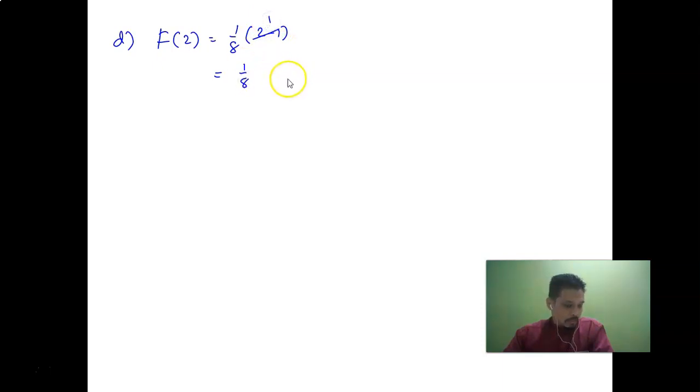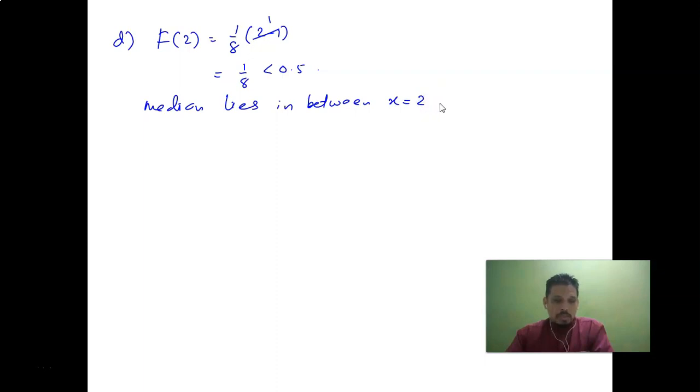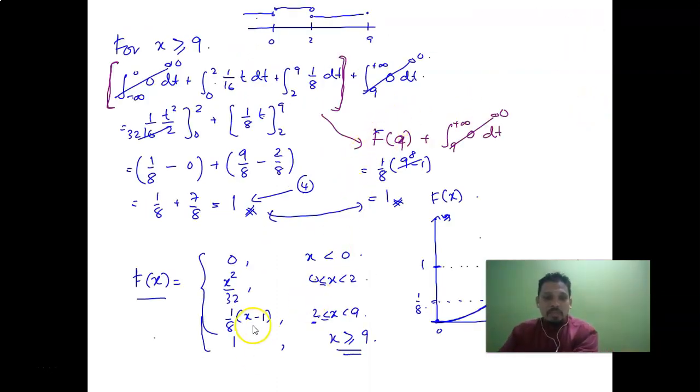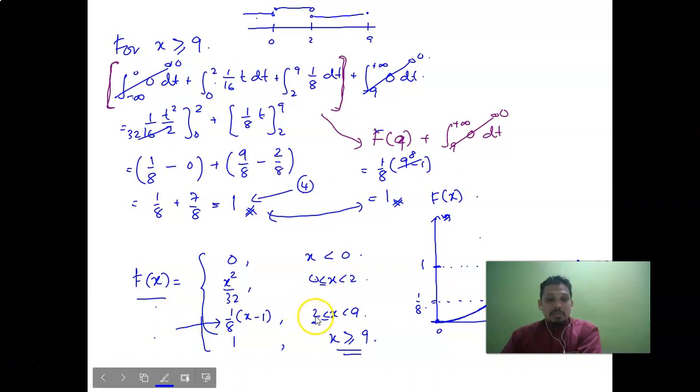1 over 8 is less than half, right? Less than 0.5. So then the median lies in between x equal to 2 and x equal to 9. So the suitable function I'm going to use here is this one, 1 over 8 times x minus 1. We substitute 2 into this function and get 1 over 8.